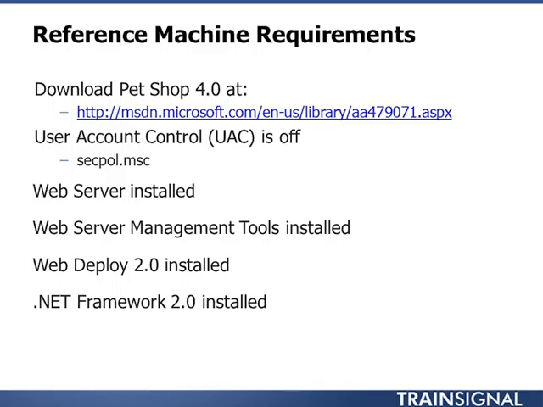One of the things that we also need to do is disable User Account Control, otherwise known as UAC. I've given you the MMC console that would allow you to do that, and I'll show you how to do it. It's secpol.msc. We want to make sure that the web server is installed, so IIS needs to be installed. The web server management tools need to be installed. Those are a prerequisite, or they'll get installed as part of the IIS installation. Web Deploy 2.0 should be installed, and I'll show you where to get that from your VMM library. It should be there automatically, and we would need .NET Framework 2.0 to be installed as well, and that's also available on Windows Server 2012. Let's go ahead and switch over to our reference server and start the installation and sequencing of this really cool application.